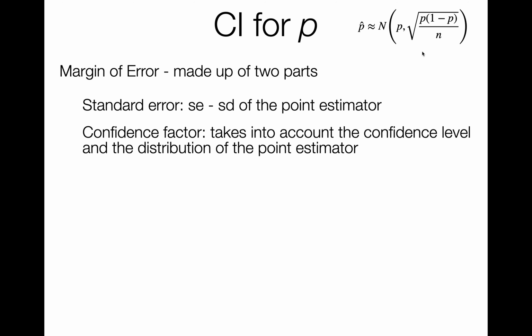And then the other part of a confidence interval is, of course, how confident you are about the interval, okay? Sort of. So a confidence factor is what I'm going to call it. It takes into account the confidence level and the distribution of the point estimator. Okay, so I now have a new formulation of the interval. So before it was point estimate plus or minus margin of error. Now I've got a new one, point estimate plus or minus some confidence factor times the standard error. So I split up margin of error into two parts, confidence factor and standard error.